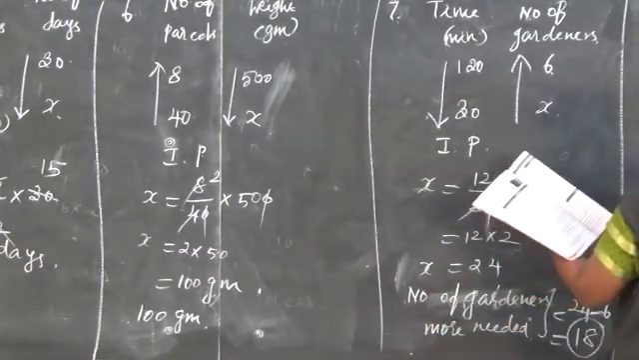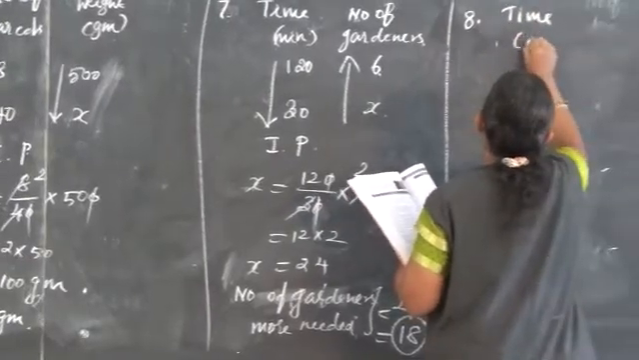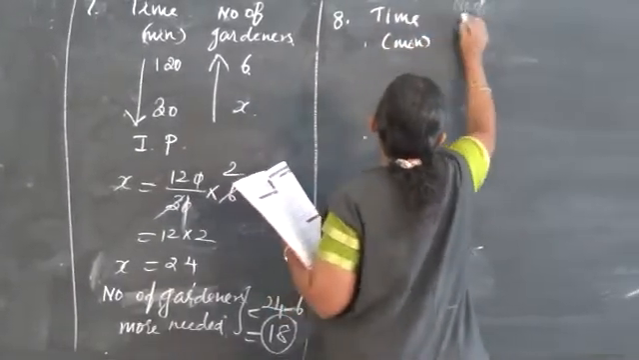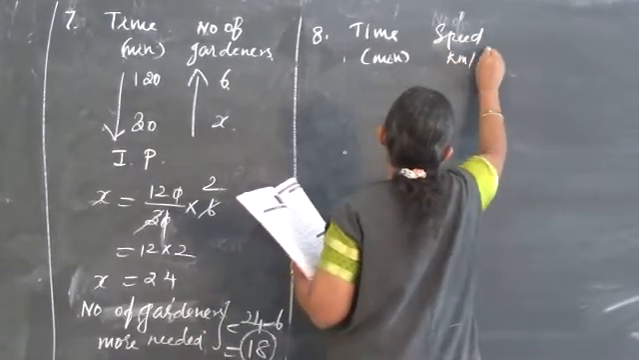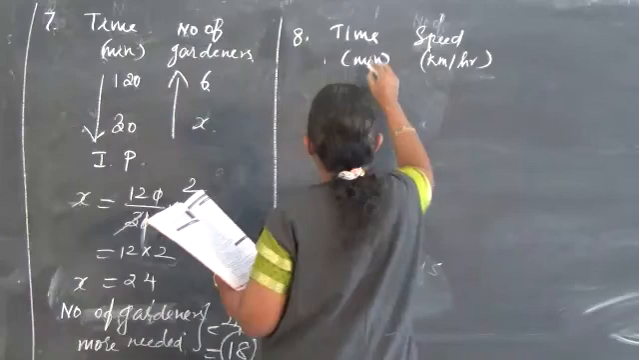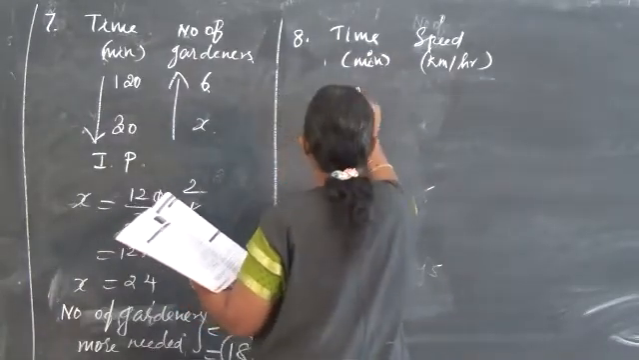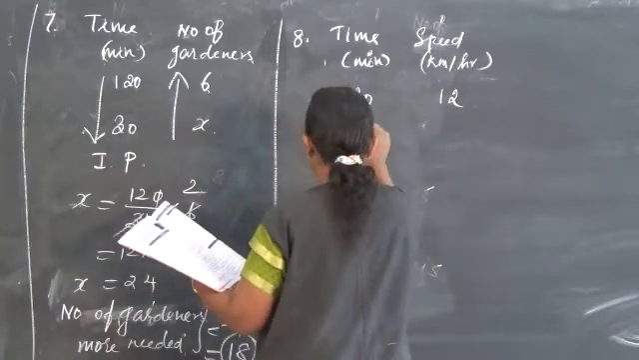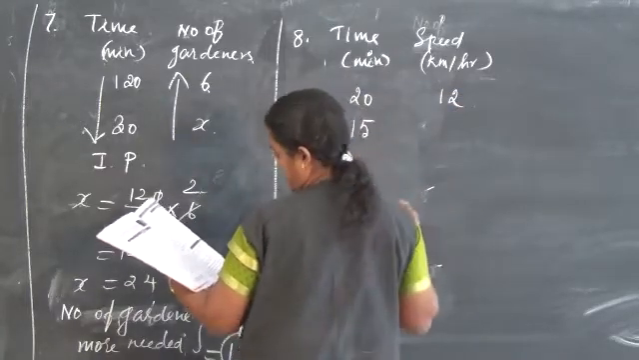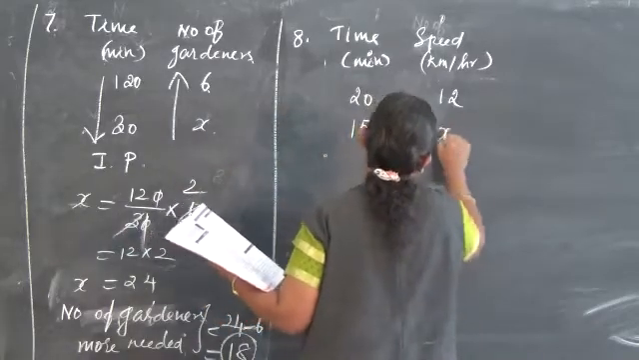8th one. Time, here given in minutes. Speed, kilometer per hour. What is the time she is taking? 20 minutes. She is maintaining the speed of 12 km per hour. She should reach the school in 15 minutes. What should the speed increase to?